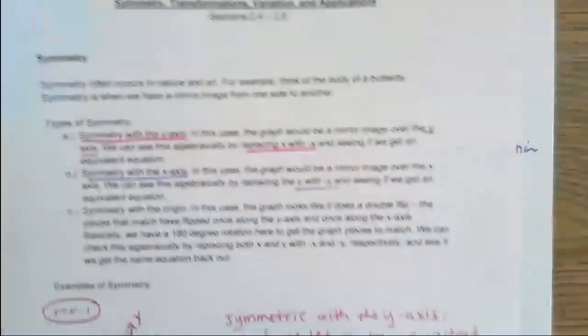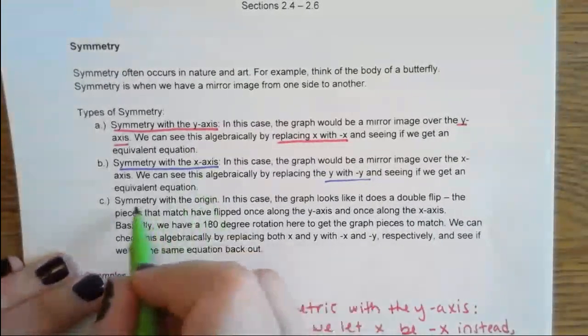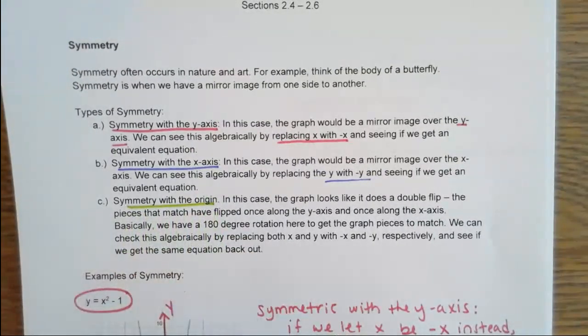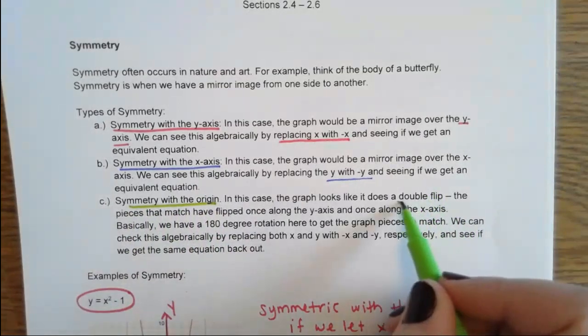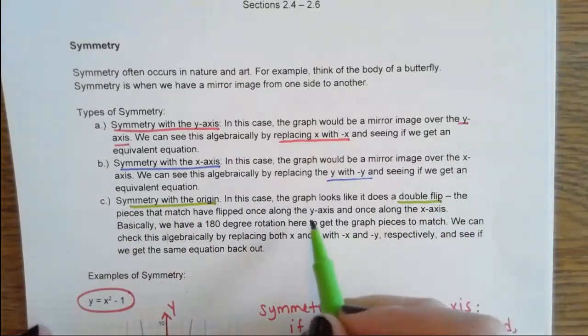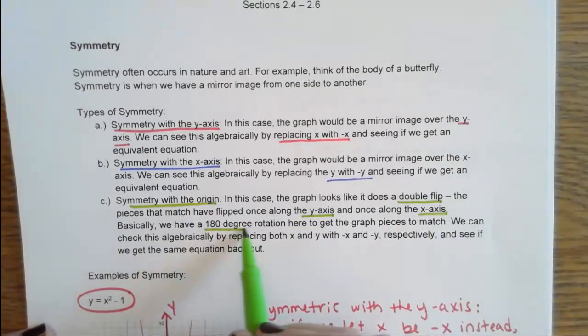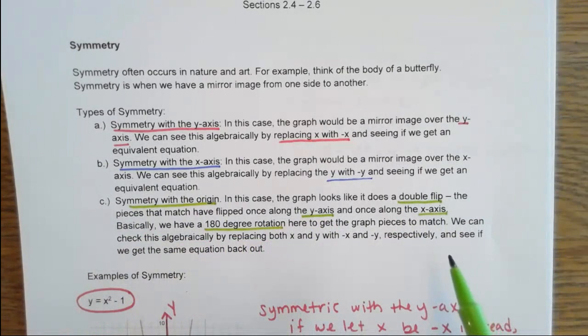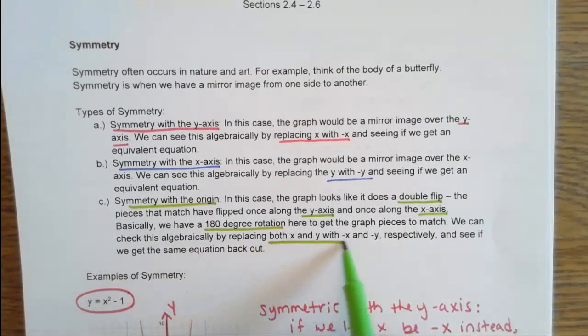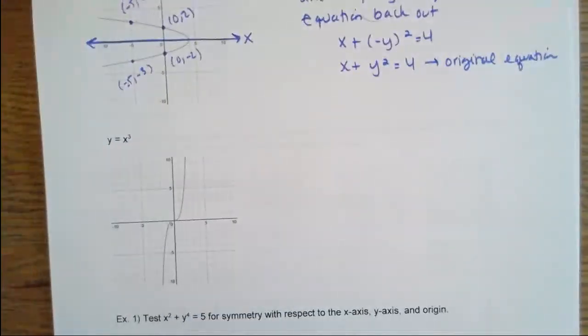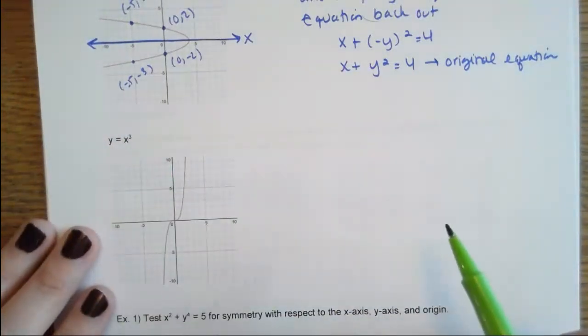All right, and the last one I want to show you is symmetry with the origin. This is the hardest one to see, I think. It almost looks like the graph does a double flip, so that it kind of rotates around the y-axis and the x-axis. You can also think of it as a 180-degree rotation, a half circle turn. And algebraically, you replace both x and y with their negatives, and you'll get the original equation back out. The classic example for this one is x cubed, so y equals x cubed.